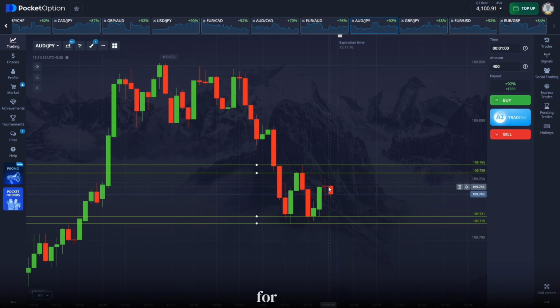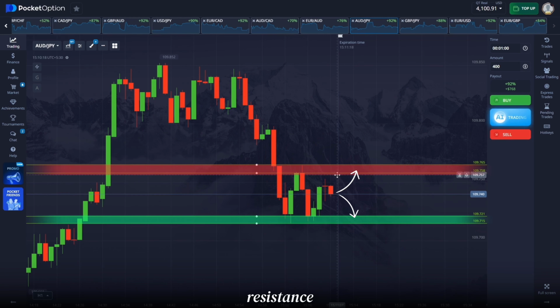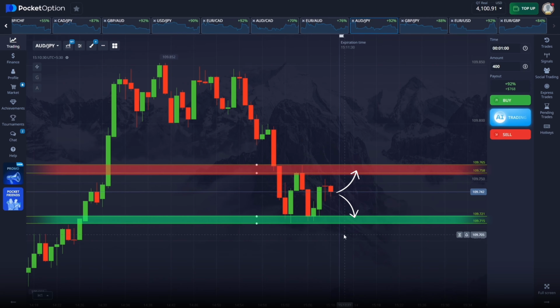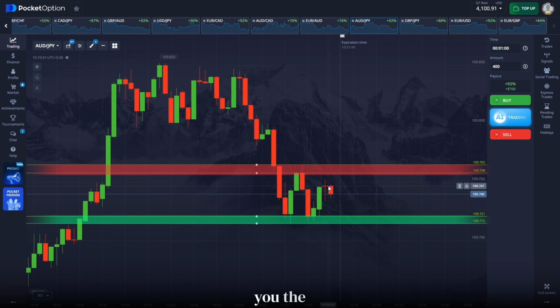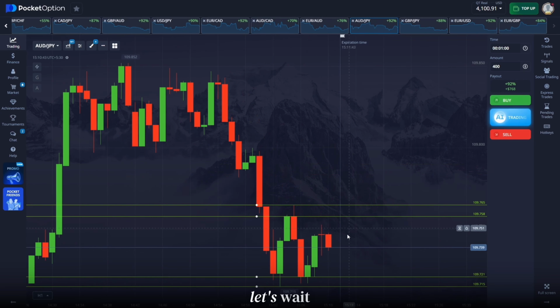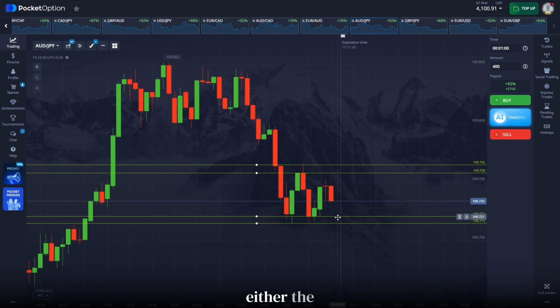I will wait for the price to either hit the resistance or hit the support, and once price hits any of those zones, I will wait for the 1-minute candle to close. If the 1-minute candle closes below this level or above this level, then I will look for reversal confirmation on the 5-second chart and will place my trade. So don't get confused. I will show you the exact step-by-step process. Let's wait now for the price to hit either the resistance or the support, and then I will explain the next part.